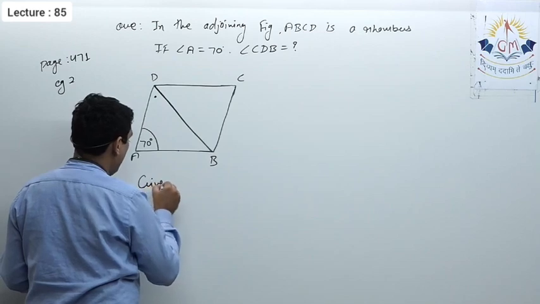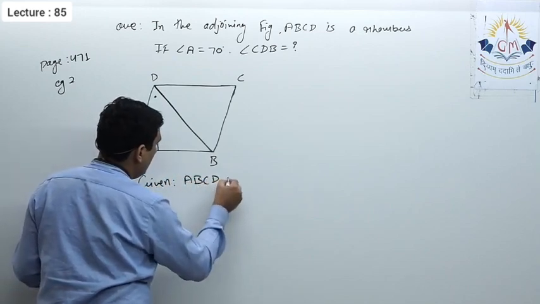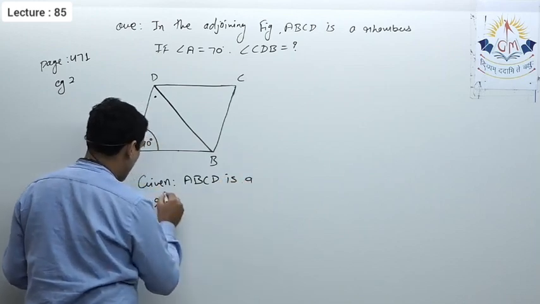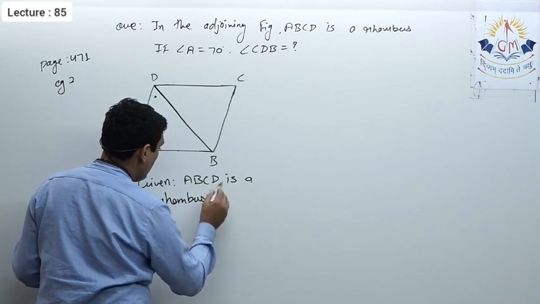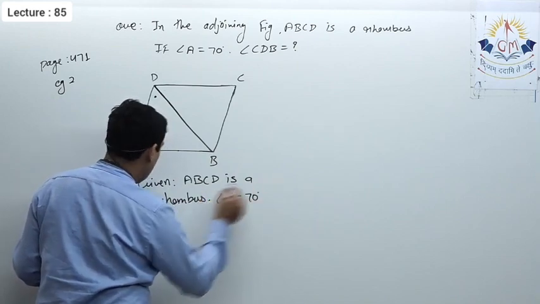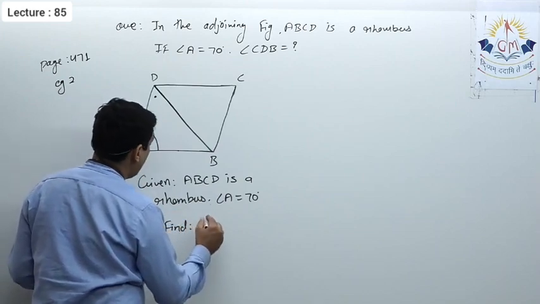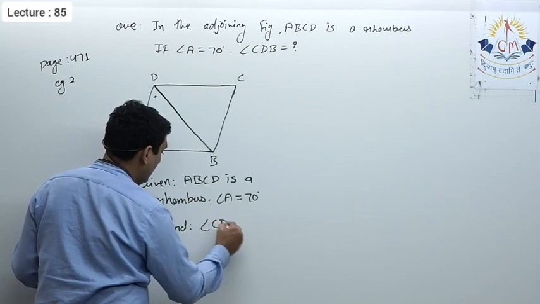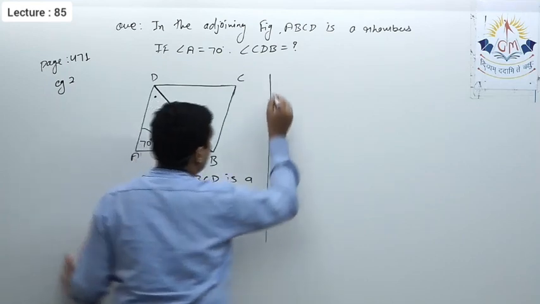So we are given ABCD is a rhombus. Angle A is equal to 70 degree. To find angle CDB. Okay, so now we'll see its solution.